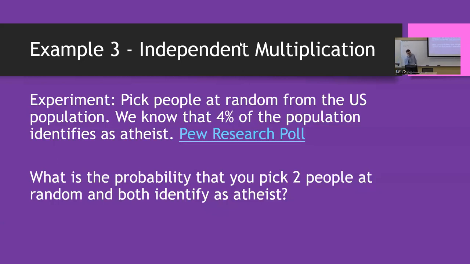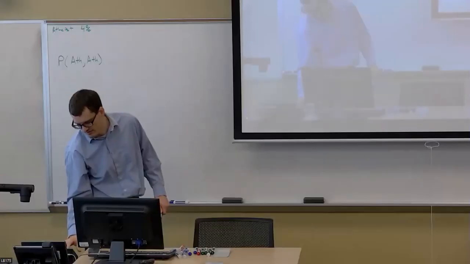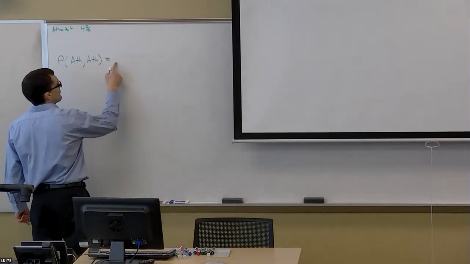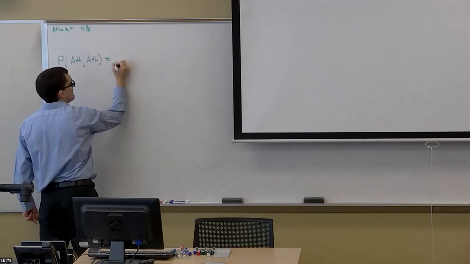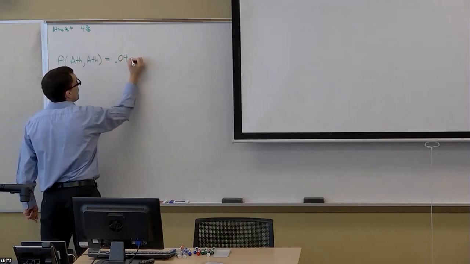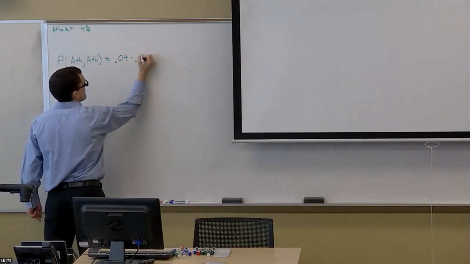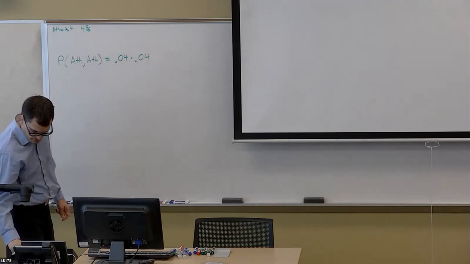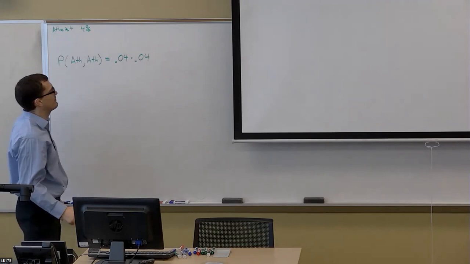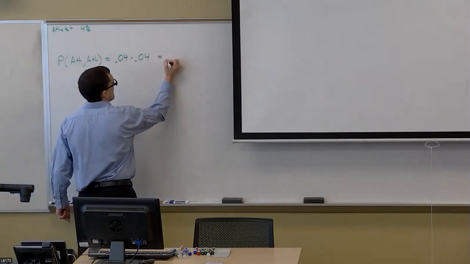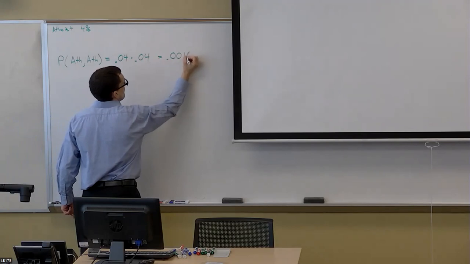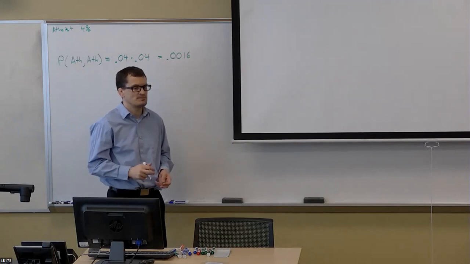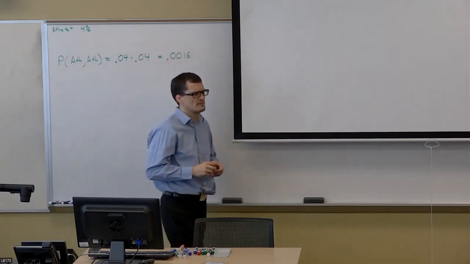So you pick 2 people at random and both identify as atheists. Well, we're going to take the probability of the first person being atheist, which is 4%, and then multiply that times the probability of the second person being atheist, which is again 4%. I just typed that into my calculator and I get 0.0016. Does that work?